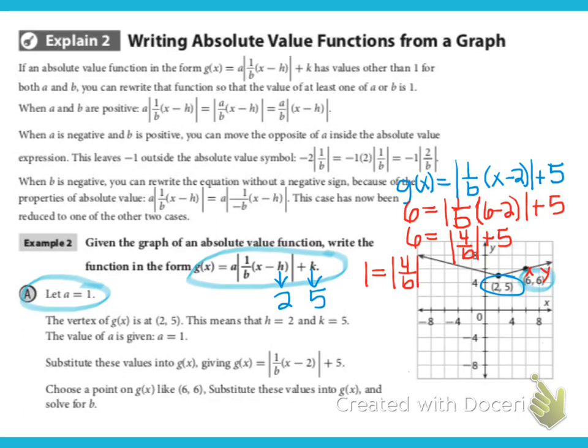But if, say, this wasn't as easy to figure out, you could then consider the two possibilities. Either 4 over b could equal 1, or 4 over b could equal negative 1, because the absolute value would take care of the negative part. So using the cross products, we could see that b could be 4, or b could be negative 4.